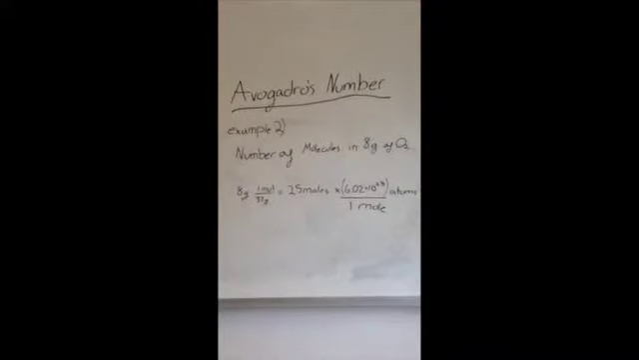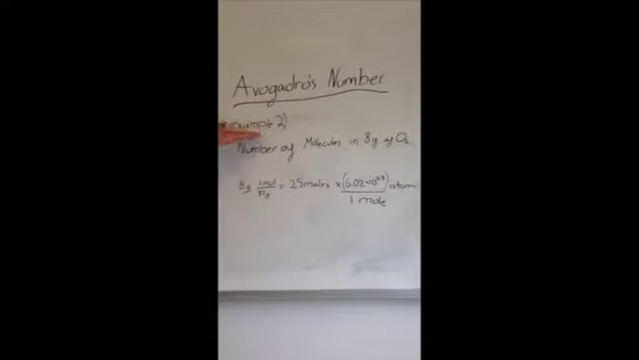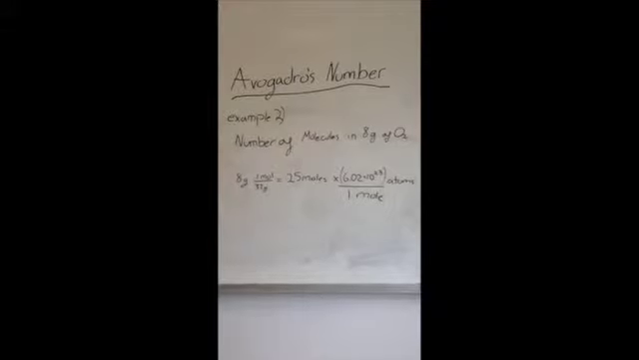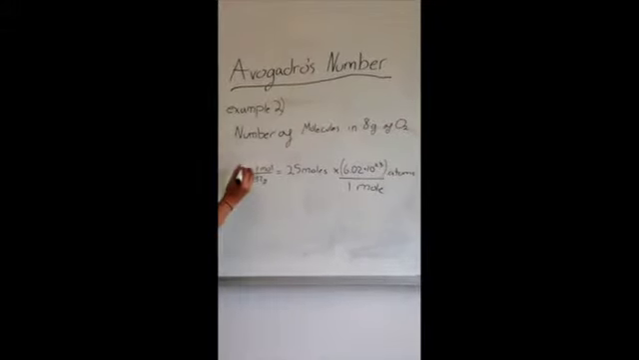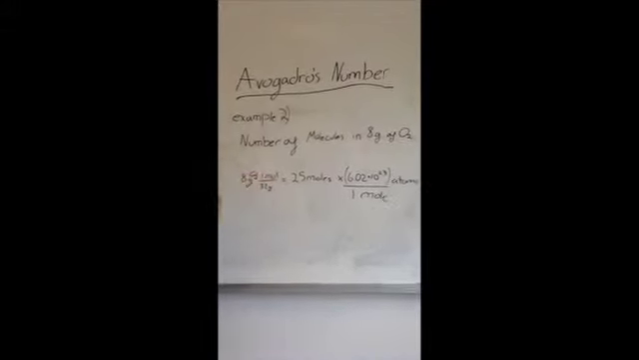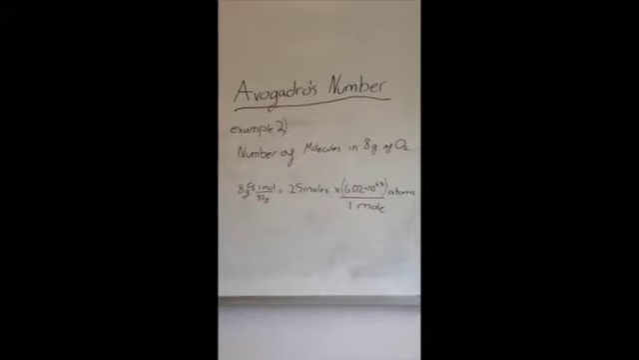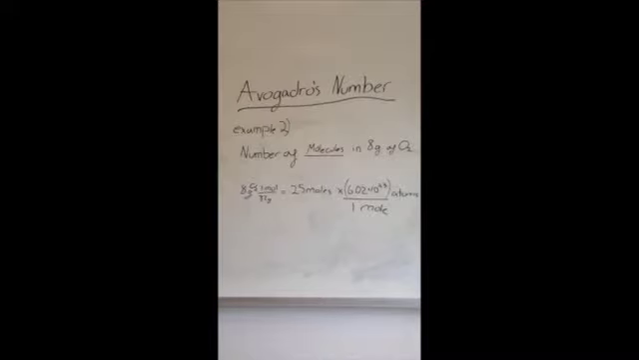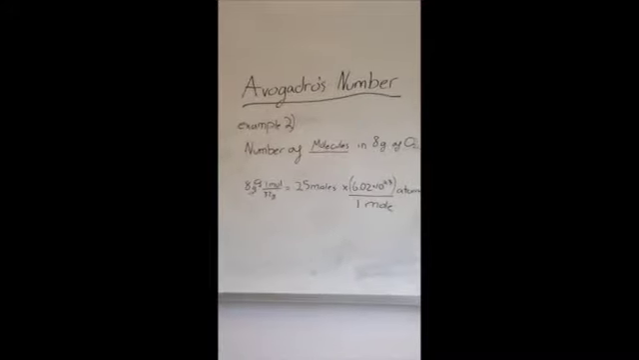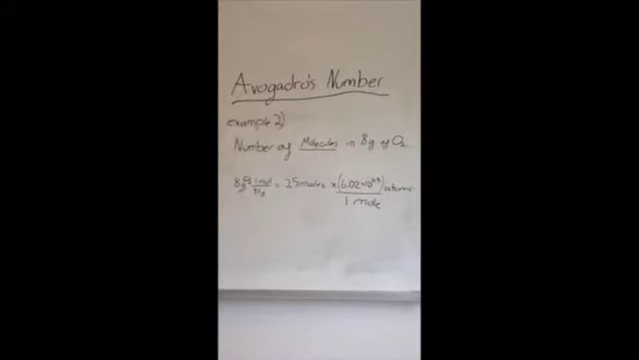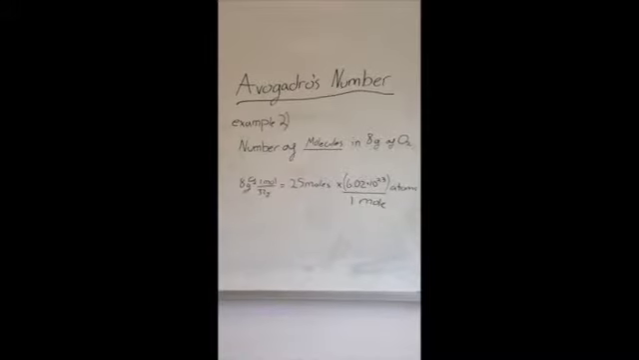And here we see example number 2. As you can see, we have 8 grams of O2, and we're finding the number of molecules in 8 grams of O2. Pay attention to that. It's different than the number of atoms. So, as you can see, the molecular weight of O2 is 32 grams. We found that from the periodic table. The molecular weight of oxygen is 16, and since we have O2, it's 32 grams.